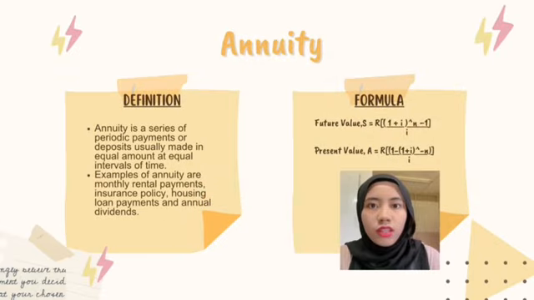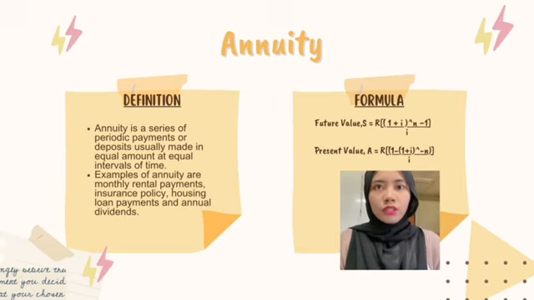What is an annuity? An annuity is a series of periodic payments or deposits, usually made in equal amounts at equal intervals of time. Some examples are monthly rental payments, insurance policies, housing loan payments, and annual dividends.